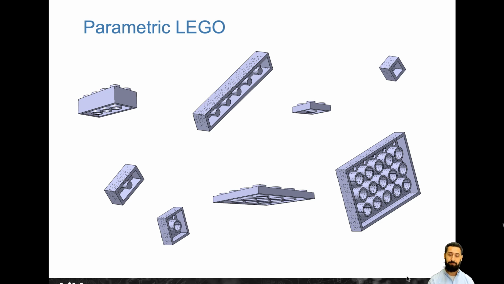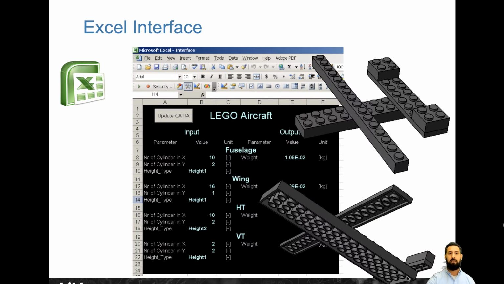So when you take this step, then you're already at a really high level of state of practice in terms of industry, at least. But then we have the Excel interface, where you combine the parametric Lego with an Excel interface, and you can change the parameters in Excel.